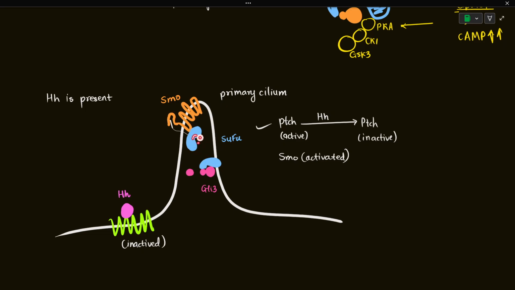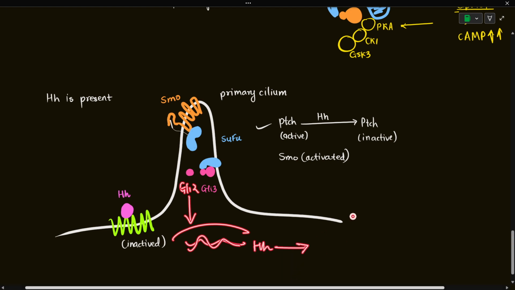So SUFU protein will release GLI2, and this GLI2 will now go into the nucleus to activate the HH responsive genes. So the HH responsive genes will be activated and they will get transcribed. Okay, so this is how the activation of smoothened protein will result in the activation of GLI proteins, which is going to result in the transcription of hedgehog target genes. So this is the scenario in the case of the mammalian cell.